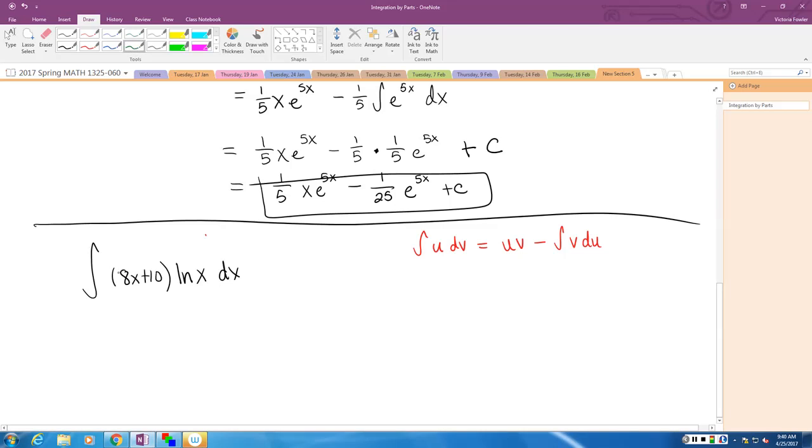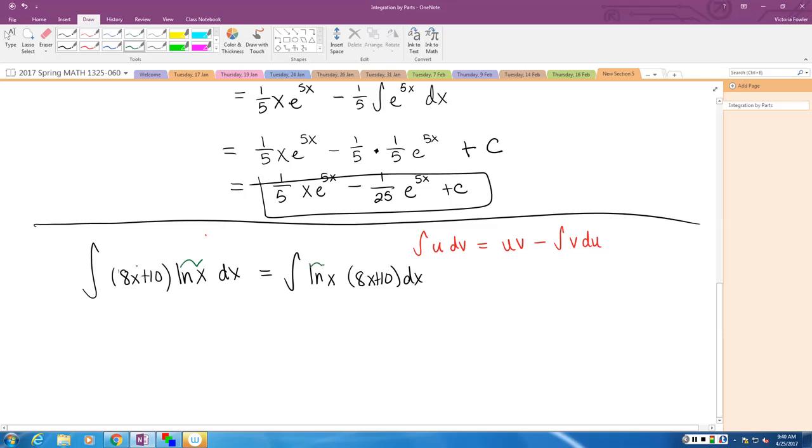So I'm going to call this quantity my dv. Actually, let me rewrite it so that I have that dx over here, so it looks nicer for the notes. I'm going to rewrite it with that natural log of x in the front times the quantity 8x plus 10 dx, and then this will be in that exact order that we want.